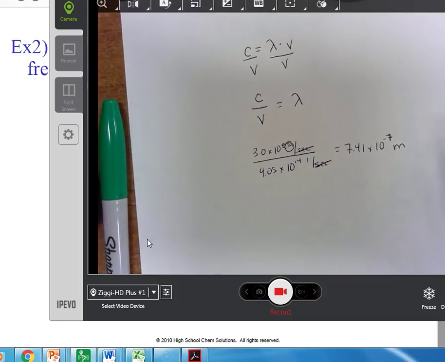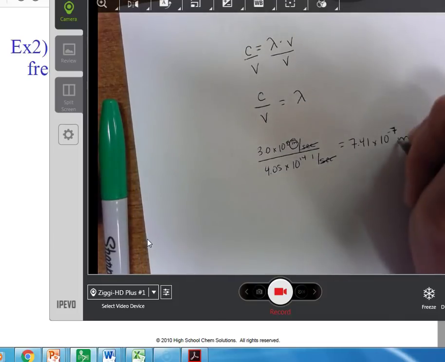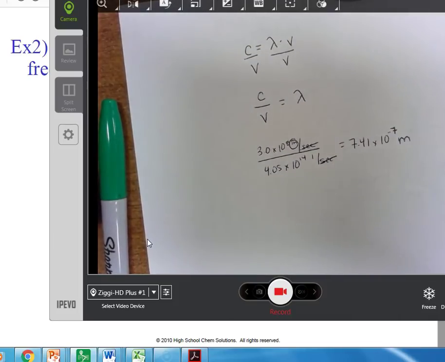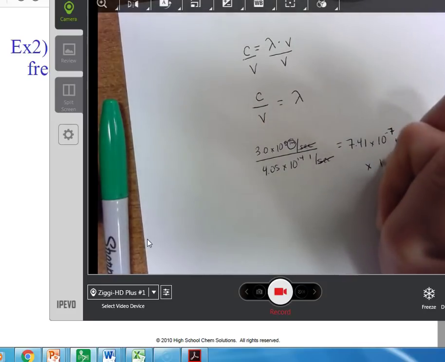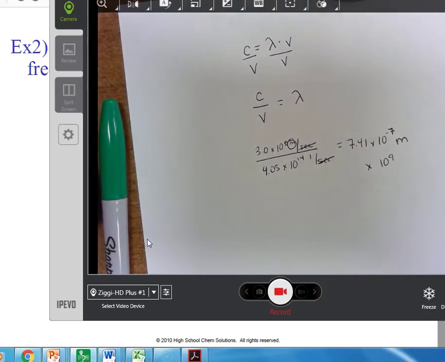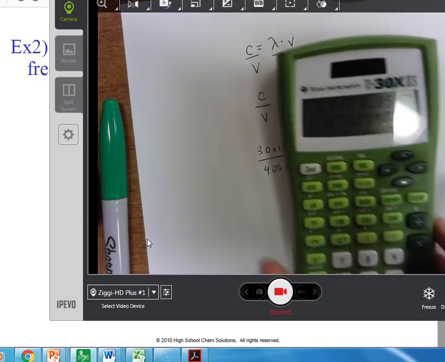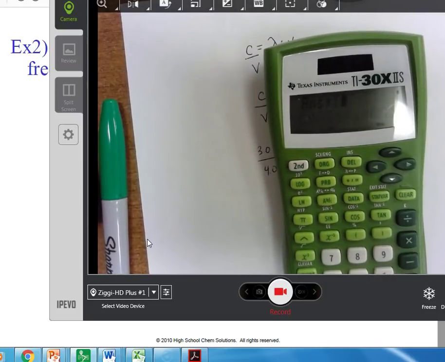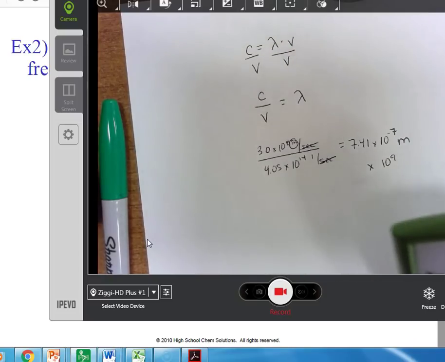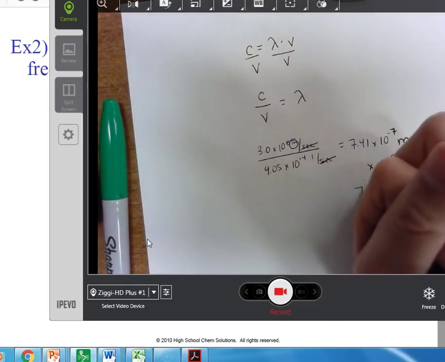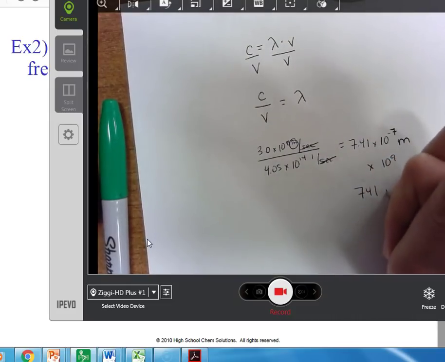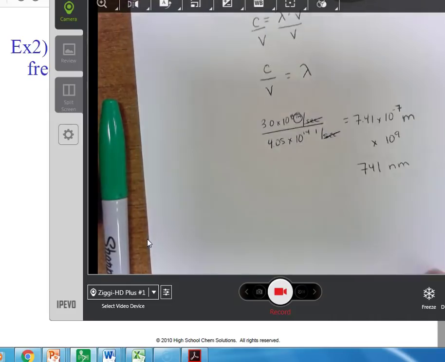Now that is in meters, and we said we can multiply by 10 to the 9th if we want to change that to nanometers. So I'm going to multiply this times 10 to the 9th, and that will be 741 nanometers.